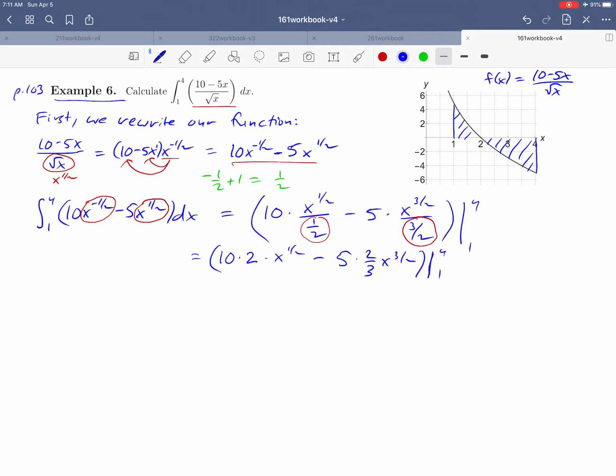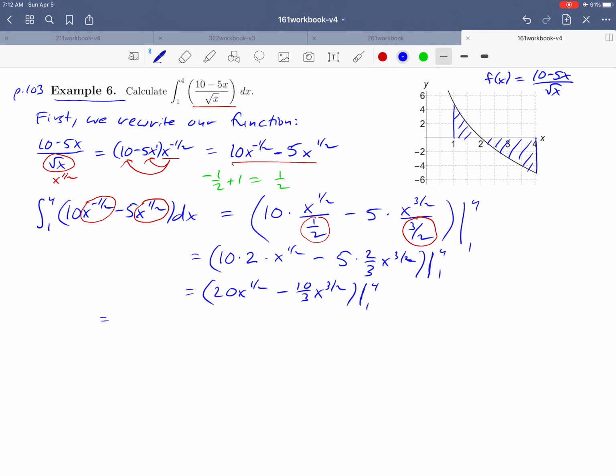Okay, we're going to evaluate between 4 and 1. Okay, and I'd like to do one more thing before we substitute our numbers in. So 10 times 2 is 20, x to the 1/2. And then 5 times 2 over 3 is 10/3, x to the 3/2. And at this point, we'll go ahead and substitute in our limits, 4 and 1.